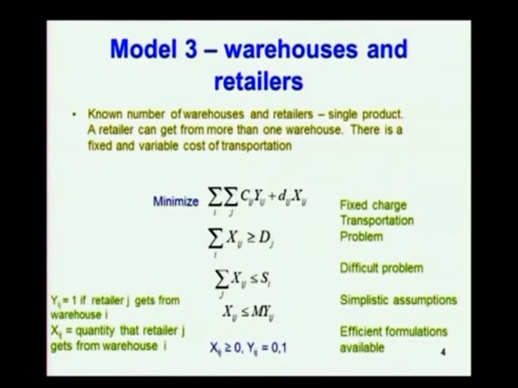We are talking of a single product. We also say that the retailer can get items from more than one warehouse, and there is a fixed and variable cost of transportation. So the important change is that there is a fixed and variable cost of transportation. So let me go back and explain this through this network. Here we have a set of warehouses and then we have a set of retailers.